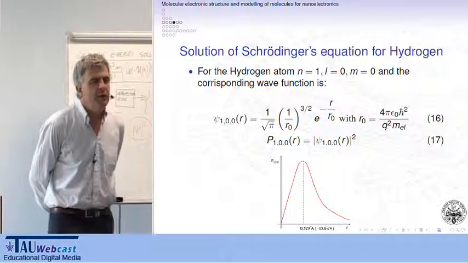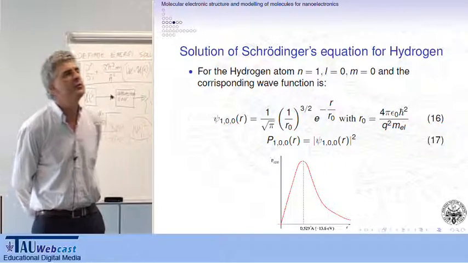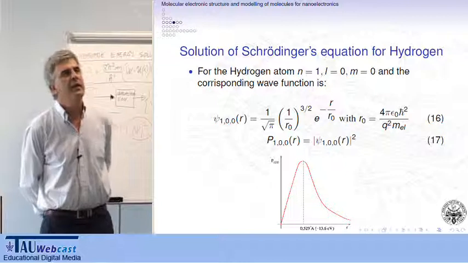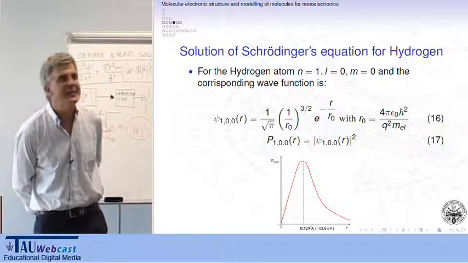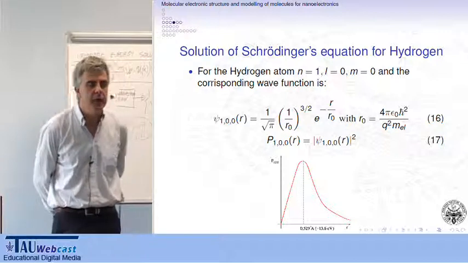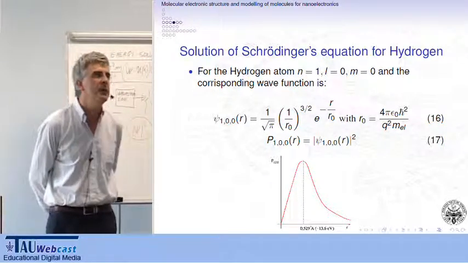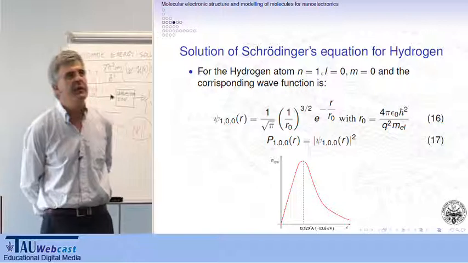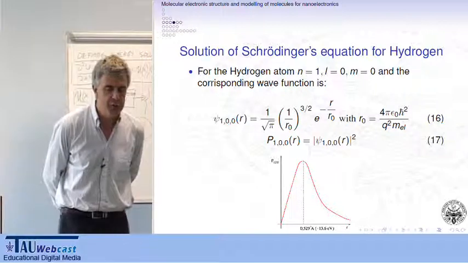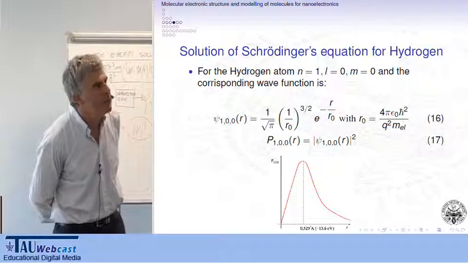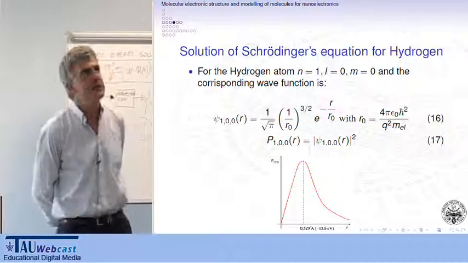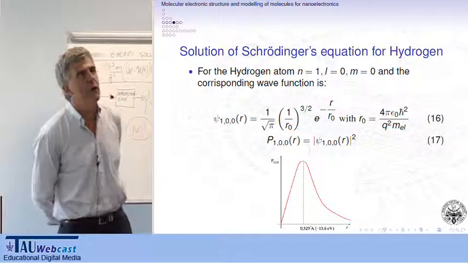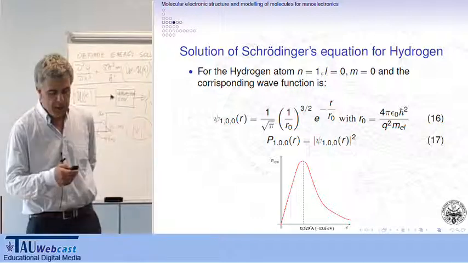So it is also clear that if you try to draw a surface with the same probability, you can derive the shape of the orbital. In the case of hydrogen, the shape of the orbital, in other words, the surface where the probability has a fixed or determined value, is spherical.